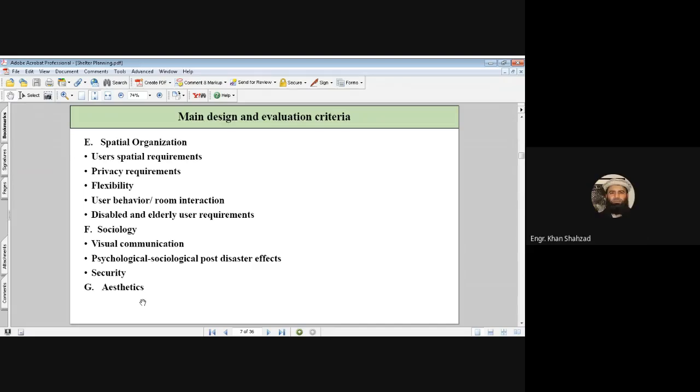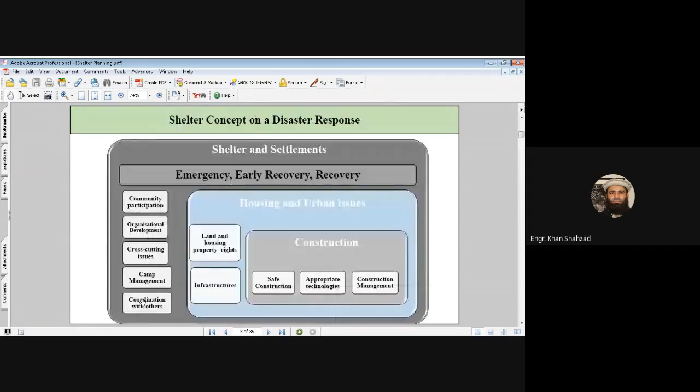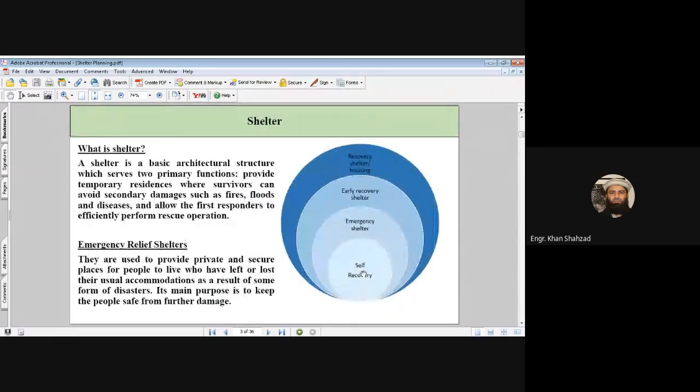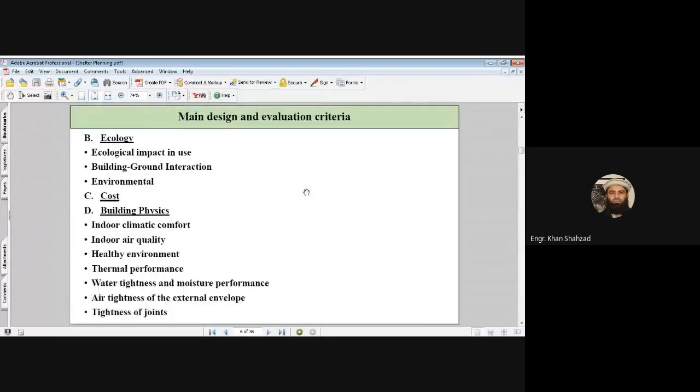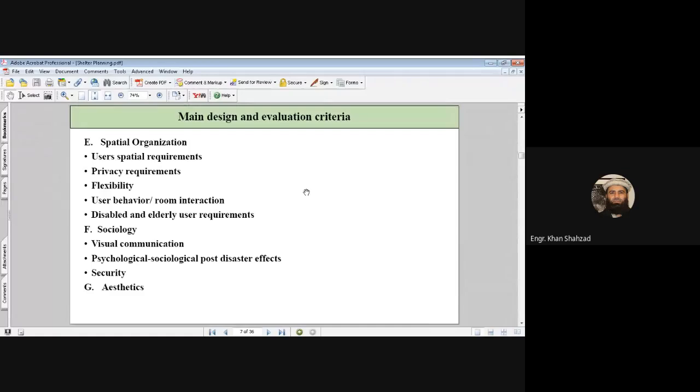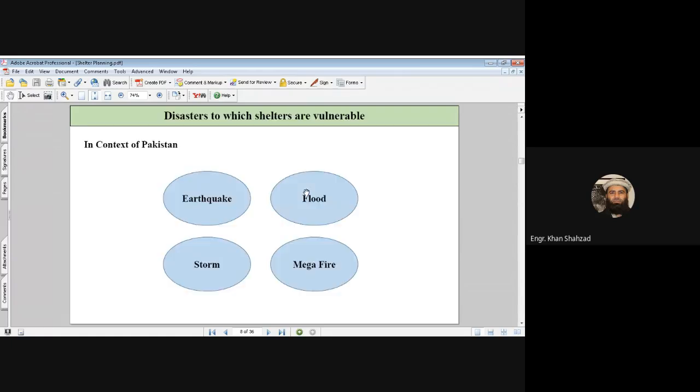Yeah, if you are making permanent housing or permanent buildings, as we discussed, we are trying to shift the people from self recovery to emergency shelters, then to early recovery shelter, and then finally housing. So when you are planning a township or some other housing schemes, you have to think about all these points.